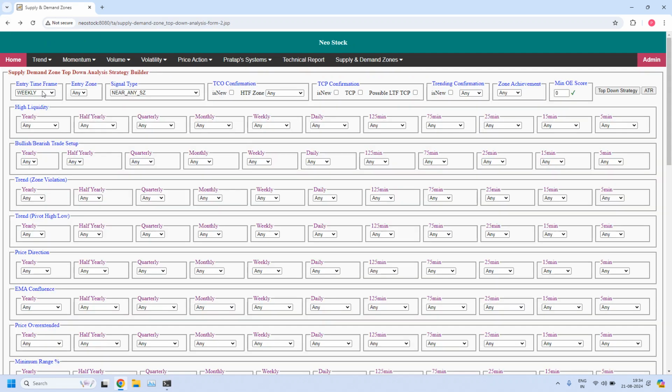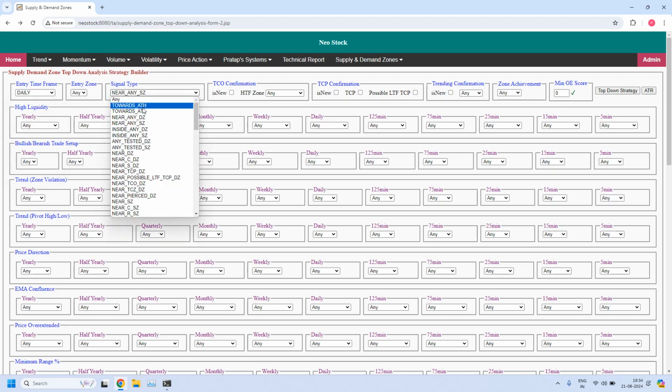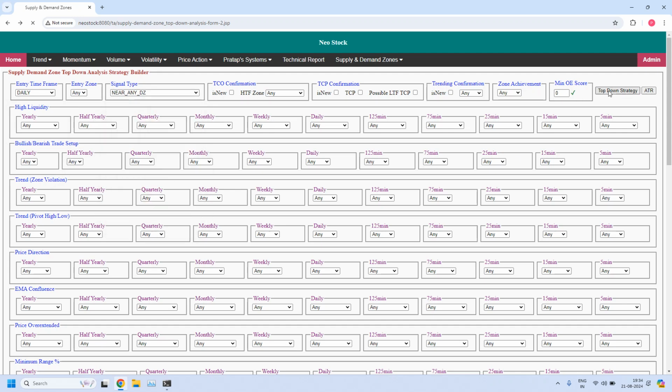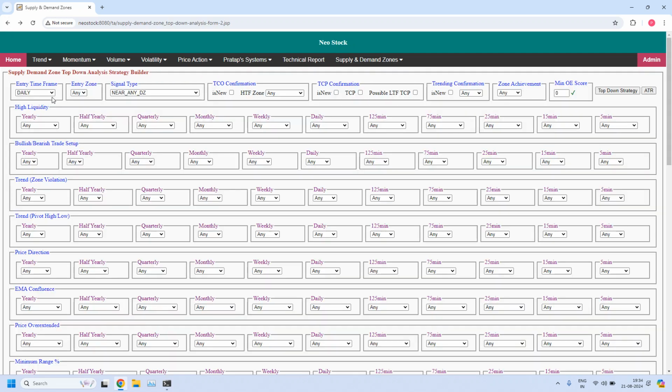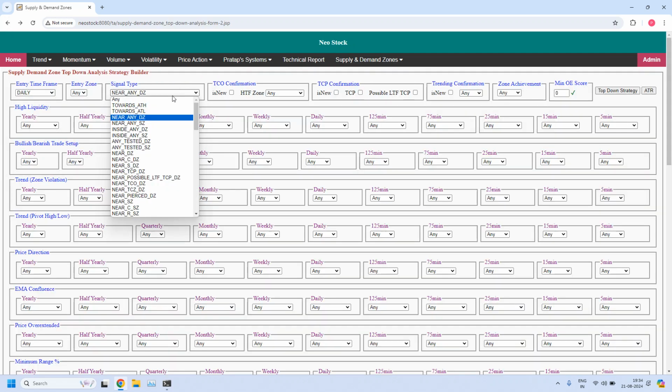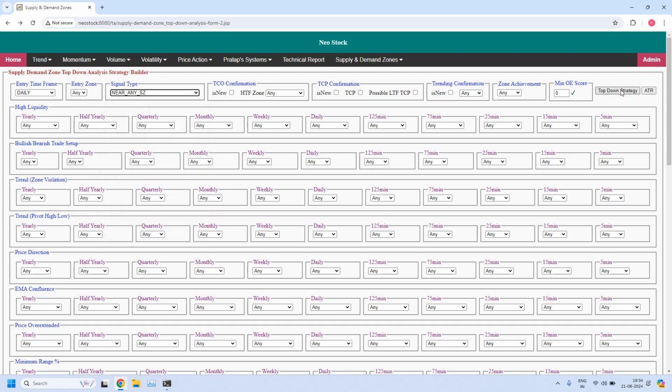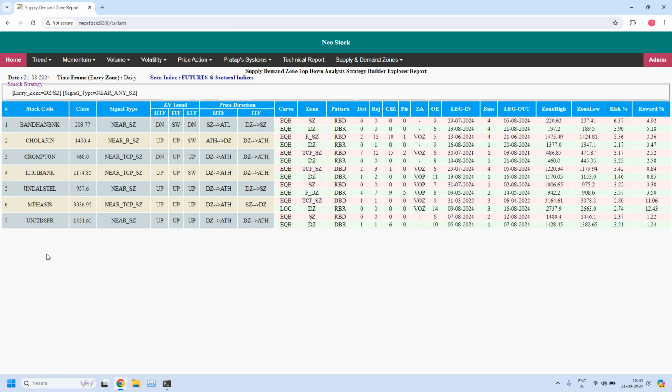Next time frame is daily. Entry time frame is daily. Let us find the stocks near daily demand zone. 3 stocks are filtered, and there is no high liquidity daily demand zone from this list. Next, for daily time frame, let us find the stocks near daily supply zone. 7 stocks are filtered. Let's identify if any high liquidity zones from this list.